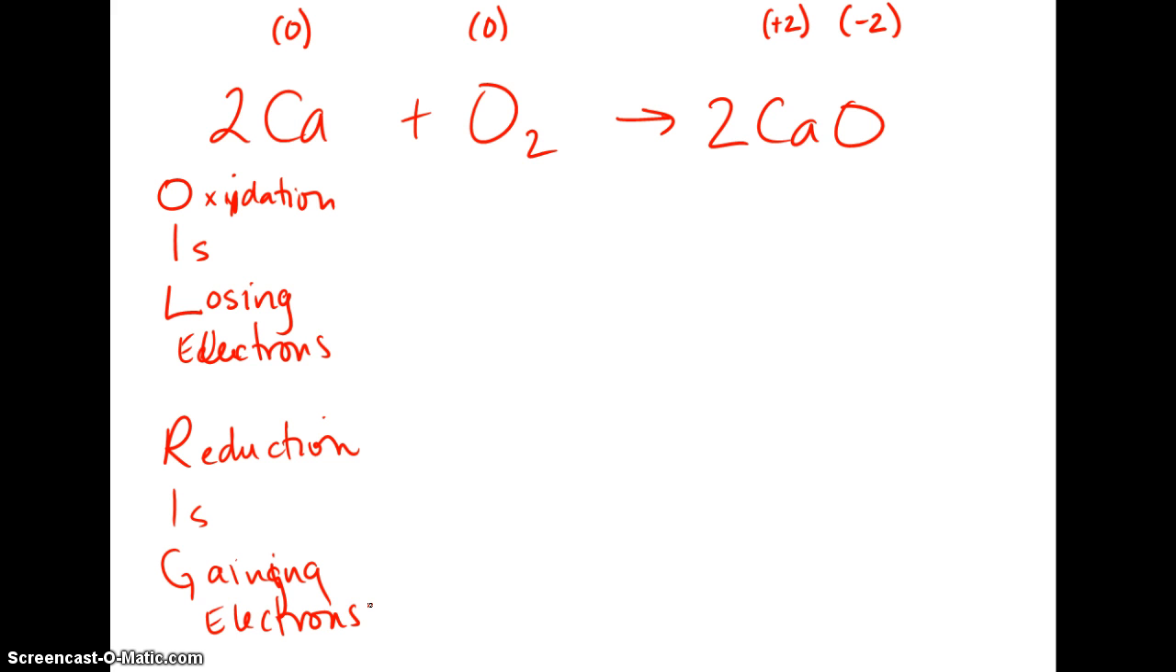And we can figure that out based on the charges. So if I look back here at my calcium, it has a 0 charge and then becomes a +2 charge. So it's becoming more positive. So what's happening in terms of electrons? In order for anything to become more positive, it needs to lose those negative electrons. So that means that the calcium is losing electrons. So I write calcium is oxidizing.